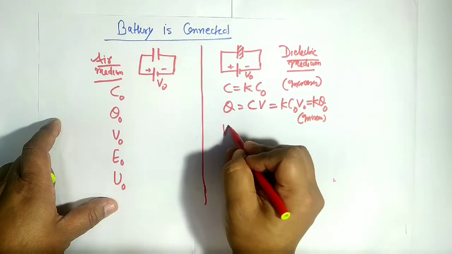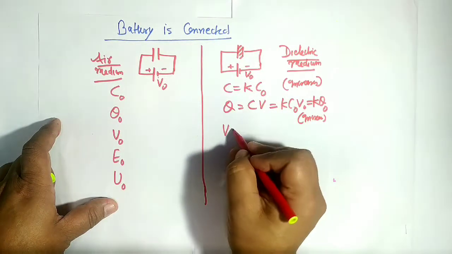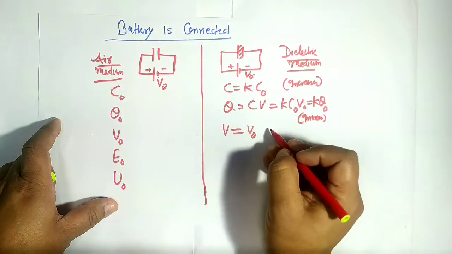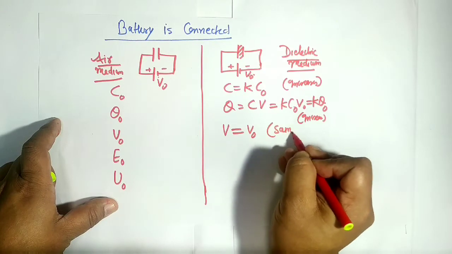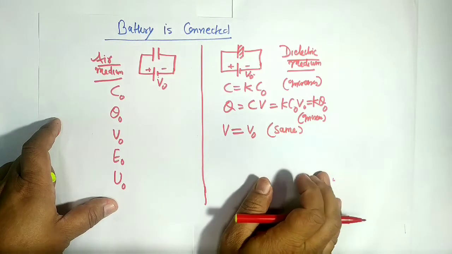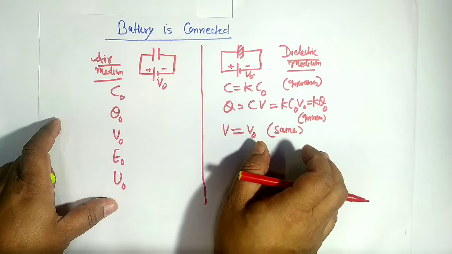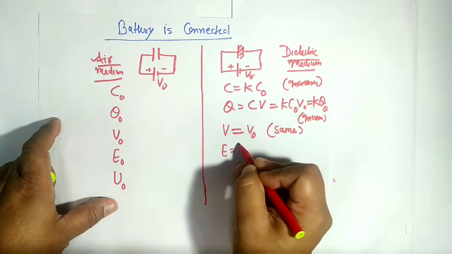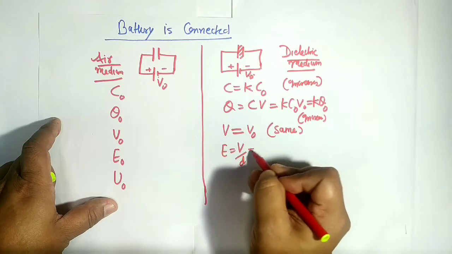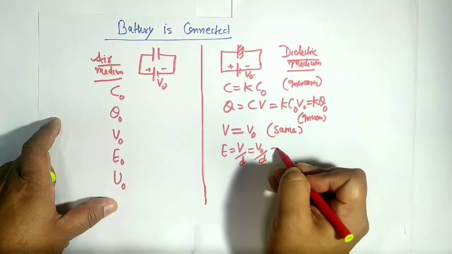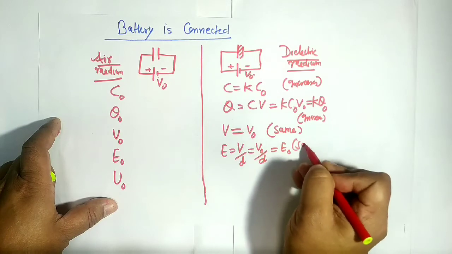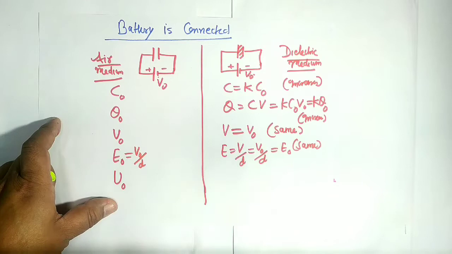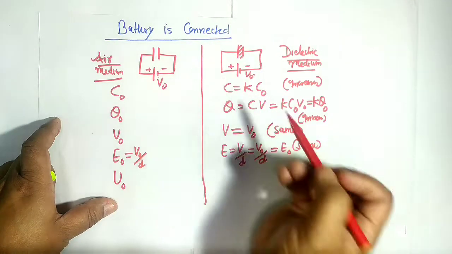Now talk about the potential difference. V naught is here, V naught is here. So V will remain V naught because the battery is connected. The battery is not disconnected, so it remains the same. V is equal to V naught. And what about the electric field? Electric field is V by D. And when V is V naught by D, it again remains the same. So electric field also remains the same. We know that E naught is V naught by D. So it is the same because the battery is connected.